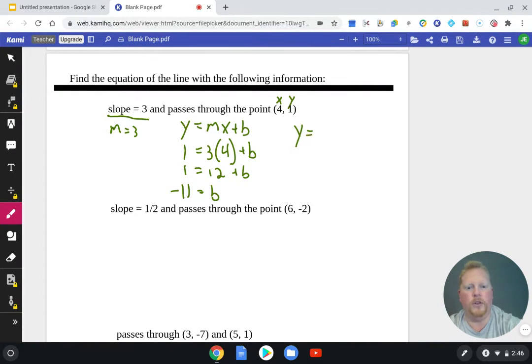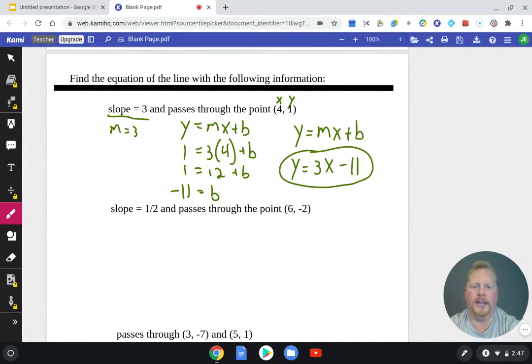Now that we know the slope and the y-intercept, let's plug those values into y equals mx plus b. So 3 goes in for m. My b value is negative 11, so minus 11. And that's my final answer. Y equals 3x minus 11. Now, I know that was a lot, so let's go ahead and do another one.